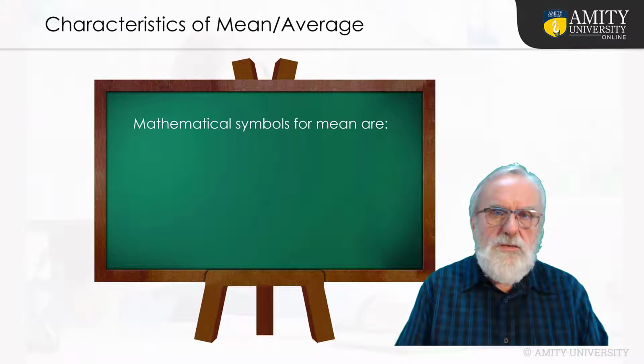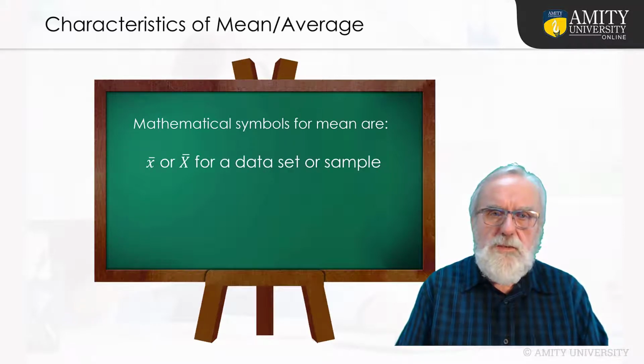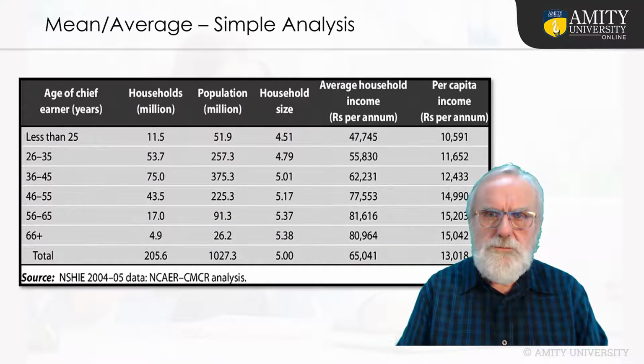The mathematical symbols for mean are X bar for a data set or a sample, and mu, the Greek letter mu, is used for a population mean. And usually the mean represents a bell curve. The mean is usually the highest point of a Gaussian or bell curve.